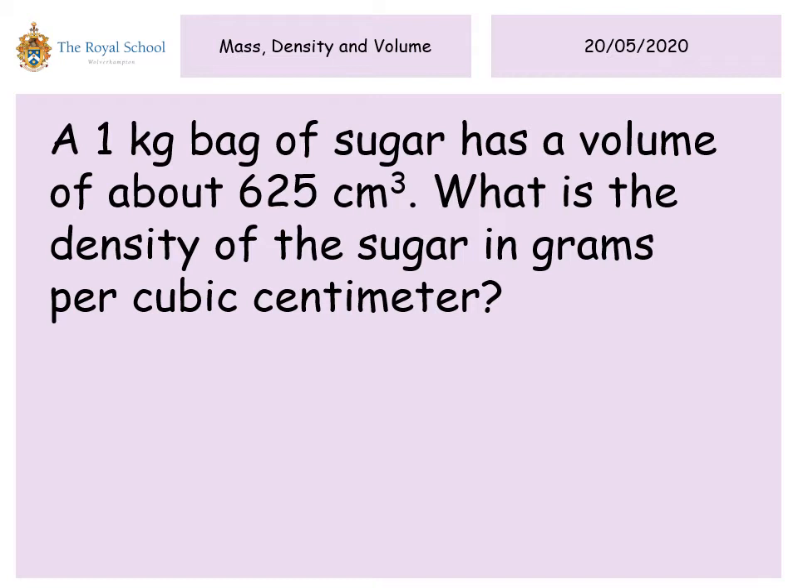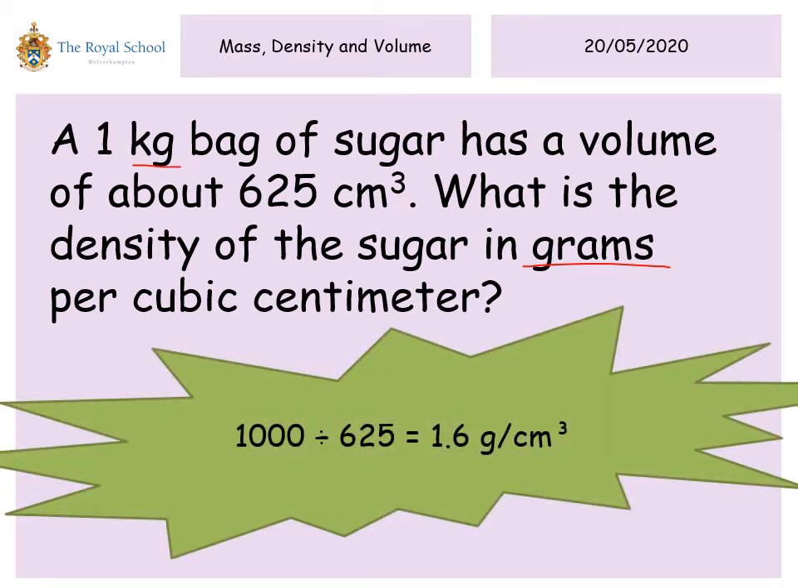So if we are after density, we need mass divided by volume. Again, watch out for units. We're after grams per cubic centimetre. So grams here isn't going to do, because we've got kilograms there. So we actually need 1,000 divided by 625 to give us a 1.6.